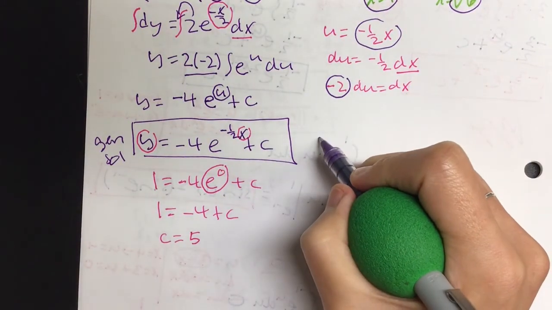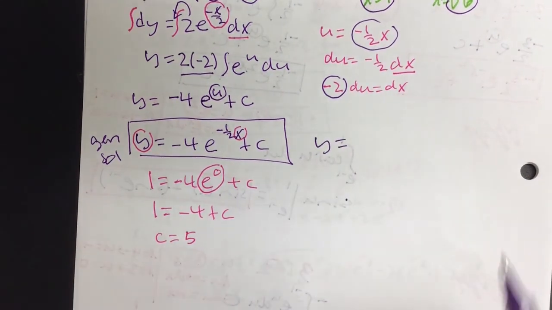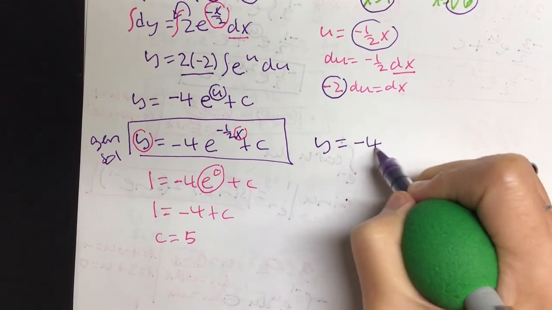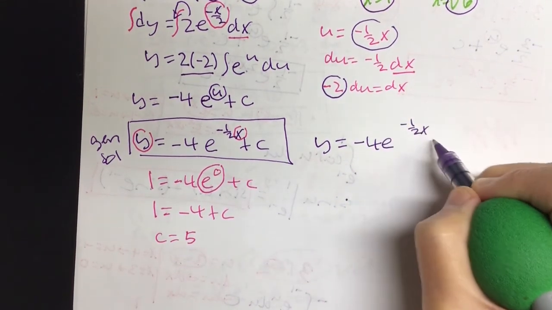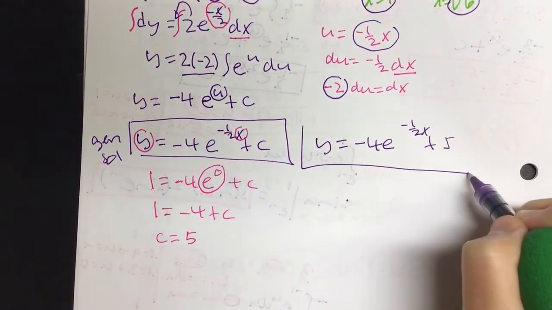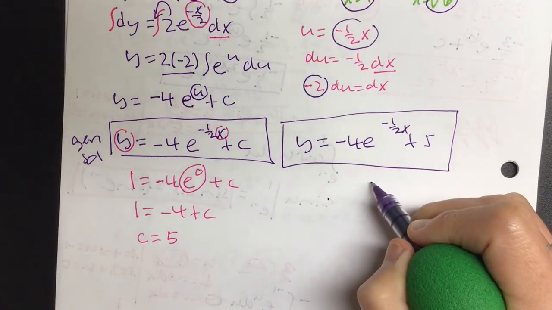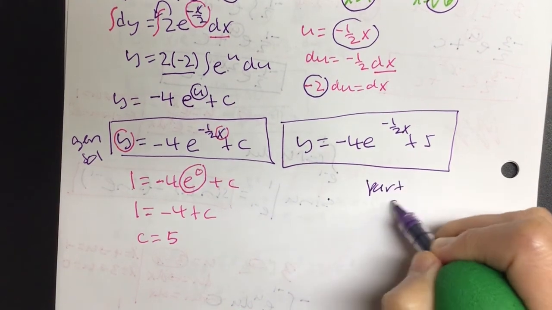I know, you guys are like, what? So then I need to plug the 5 in and leave everything as it is. And this is our particular solution, since we know x and y, and specifically we know what the c value is. Particular solution.